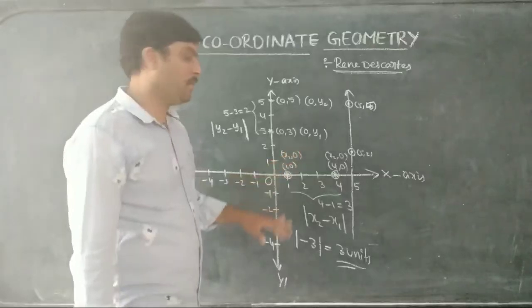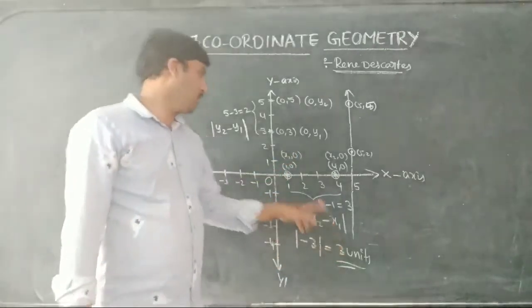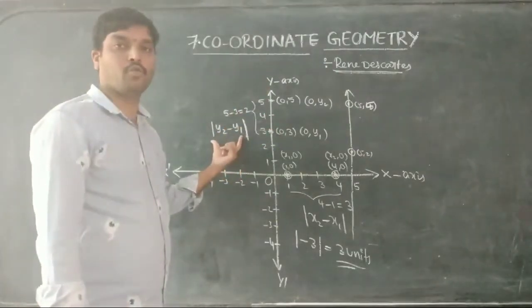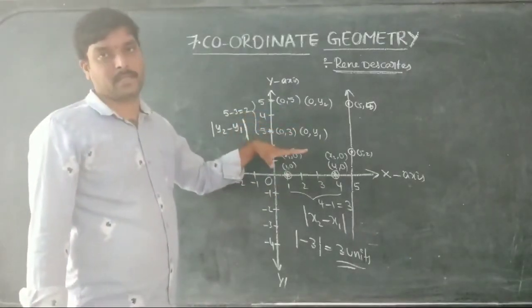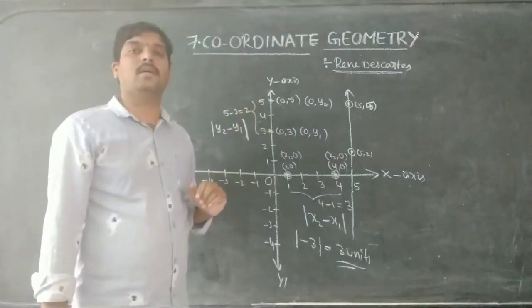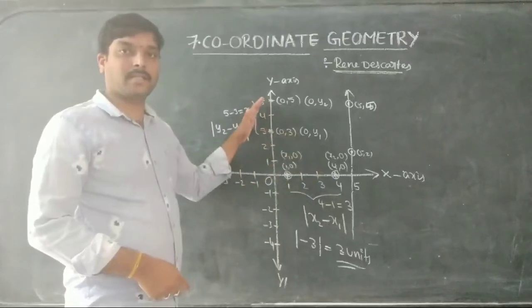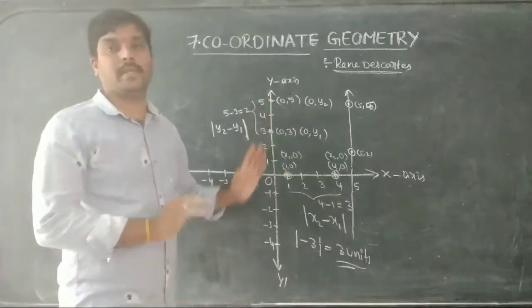The distance between 2 points on the x-axis is modulus x2 minus x1. The distance between 2 points on the y-axis is modulus y2 minus y1. For lines parallel to the axes, you can also take the same formulas. We discussed 2 points on the x-axis and 2 points on the y-axis.